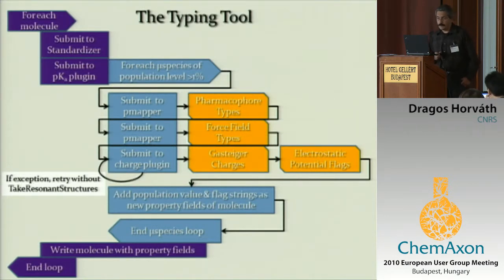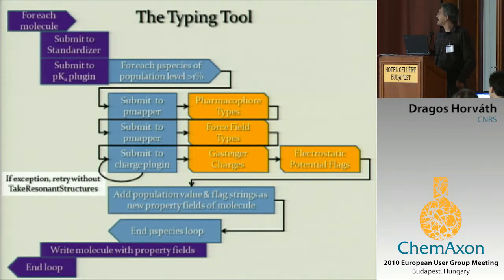Typing is done by using the ChemAxon API. So you take a molecule, push it to the standardizer, push it to the pKa plugin, and take each microspecies populated above 1%, call the P-mapper and get its pharmacophore types, call the P-mapper with a different set of typing rules, we can get force field types, and call the charge plugin, get the Gasteiger charges. If the charge plugin crashes, then set the take resonance structures option to false and try again.